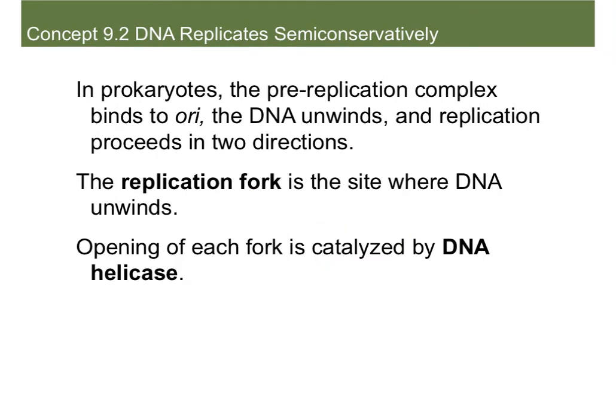In prokaryotes, the pre-replication complex binds to the origin of replication, and the DNA unwinds, and replication proceeds in 2 directions. The replication fork is the site where the DNA unwinds. Opening each fork is catalyzed by DNA helicase.